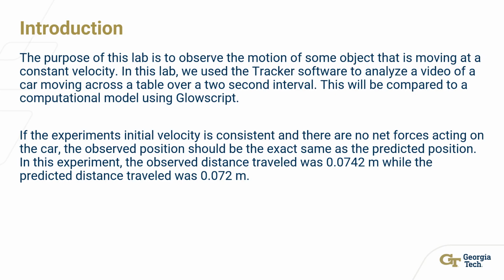If the experiment's initial velocity is consistent and there are no net forces acting upon the car, then the observed position should be the exact same as the predicted position. And in our experiment, we found the observed distance traveled was 0.0742 meters, while the predicted distance traveled from the GlowScript was 0.072 meters, which is very close.